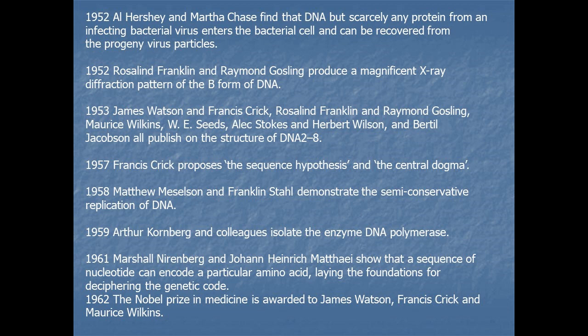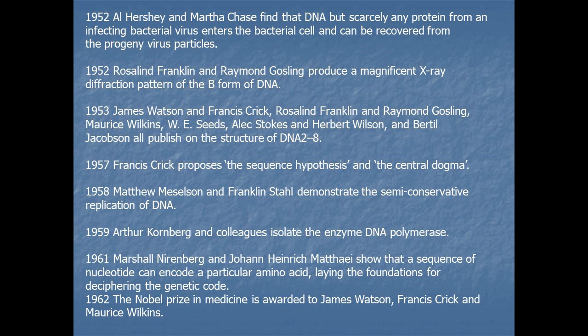In 1957, Francis Crick proposed the sequence hypothesis and the central dogma. In 1958, Matthew Meselson and Franklin Stahl demonstrated the semi-conservative replication of DNA. In 1956, Arthur Kornberg and his colleagues isolated the enzyme DNA polymerase. In 1961, Marshall Nirenberg and Heinrich Matthaei showed that a sequence of nucleotides can encode a particular amino acid, laying the foundation for deciphering the genetic code. In 1962, the Nobel Prize in Medicine was awarded to James Watson, Francis Crick, and Maurice Wilkins. These were a few of the achievements made along this path.